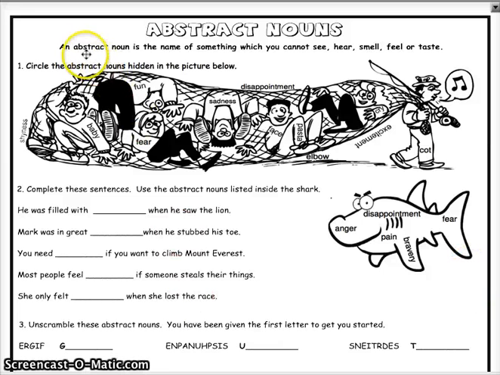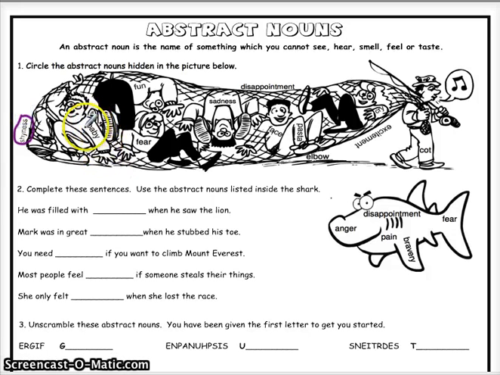Let's look at the directions up here. It says an abstract noun is the name of something which you cannot see, hear, smell, feel, or taste. Okay? We're going to circle the abstract nouns hidden in the picture below. Let's start over here. Shyness. Can I see, hear, smell, feel, taste this word? I cannot, so that would be an abstract noun.